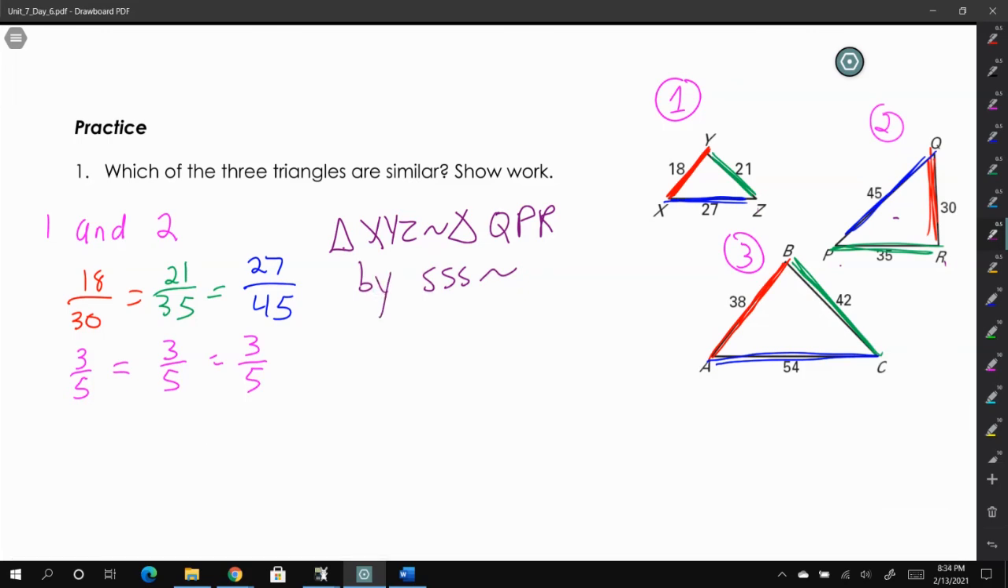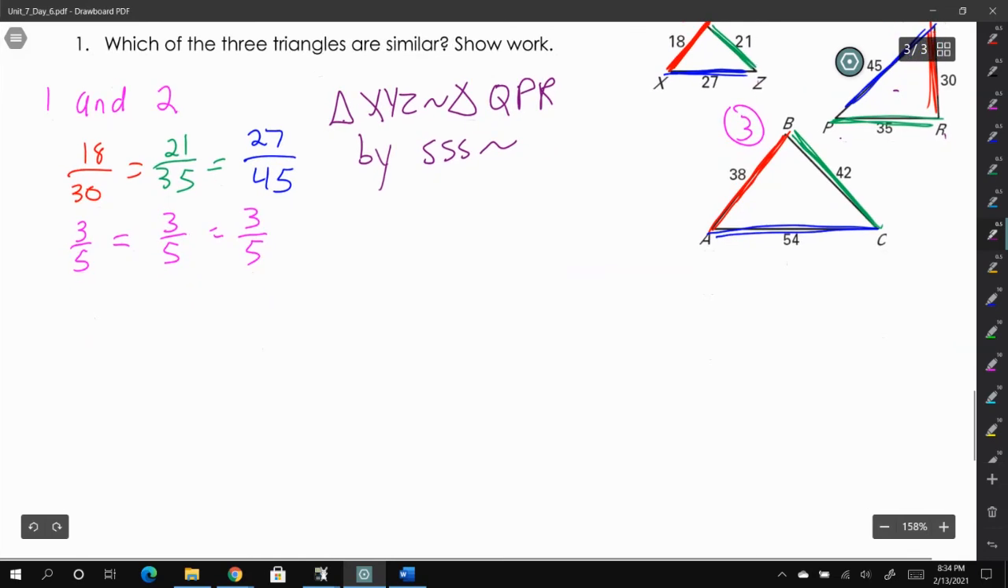Well, because triangles 1 and 2 are similar, that means I only need to check triangle 1 compared to 3 or triangle 2 compared to triangle 3. Because since triangle 1 and 2 are similar, they're either both similar to number 3 or they're both not similar to number 3. So for the sake of dealing with smaller numbers, let's do 1 and 3.